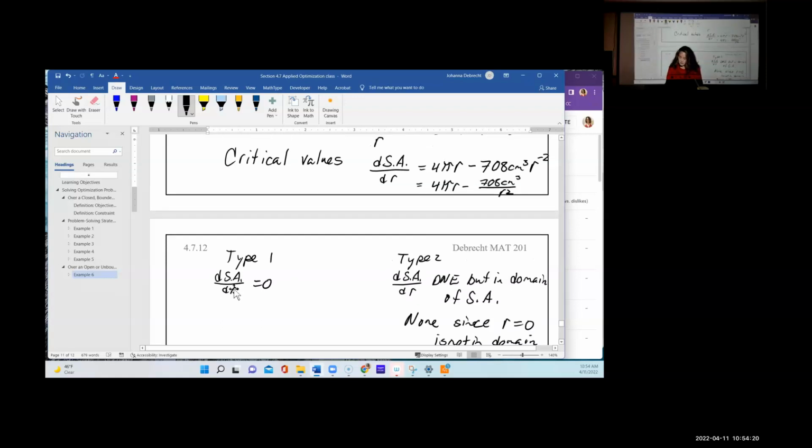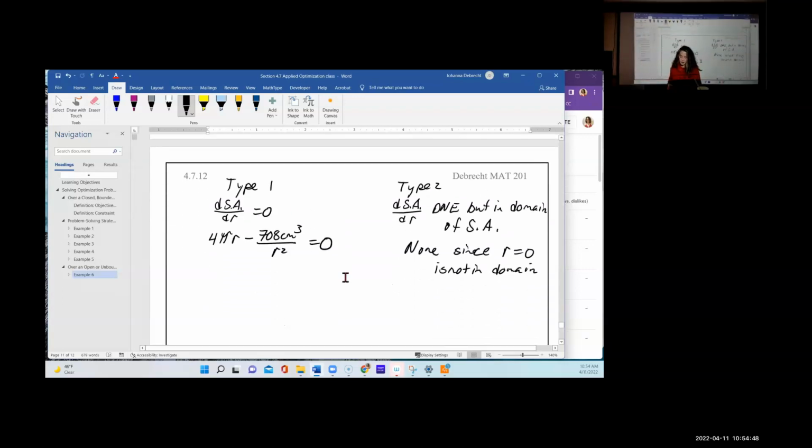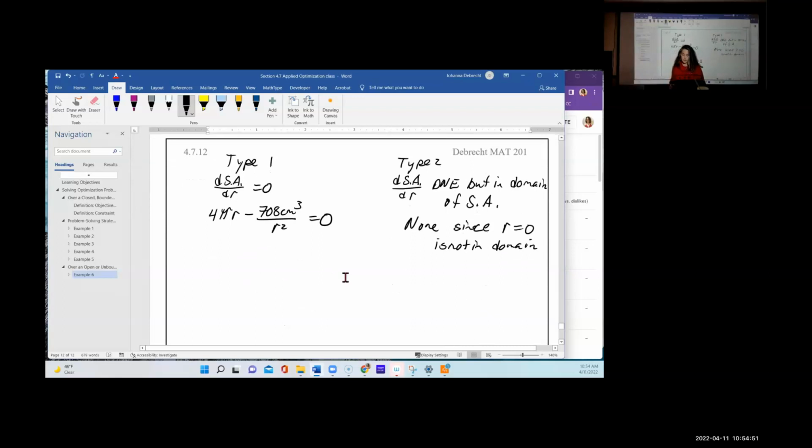So then we're going to take the first derivative and set it equal to 0. So we get 4 pi r minus 708 centimeters cubed over r squared equals 0. Now it's my personal preference to write it so that it's not with a negative exponent, but if you like the negative exponent, you're welcome to keep it. I just like my exponents to be positive when I'm solving. Now looking at this, I know that r cannot be 0 or it won't be in the domain.